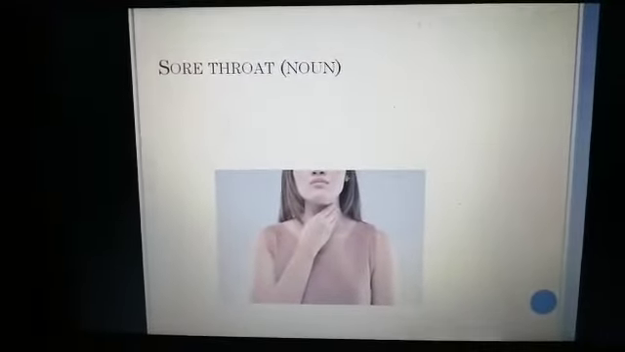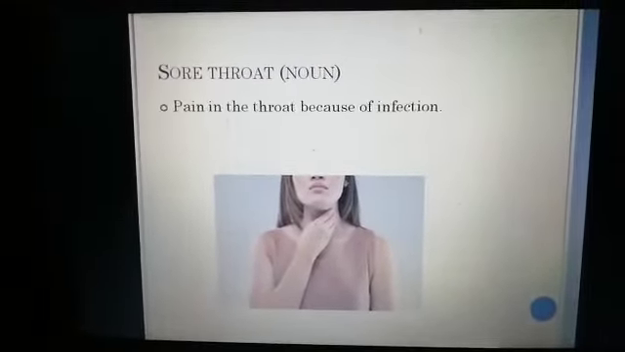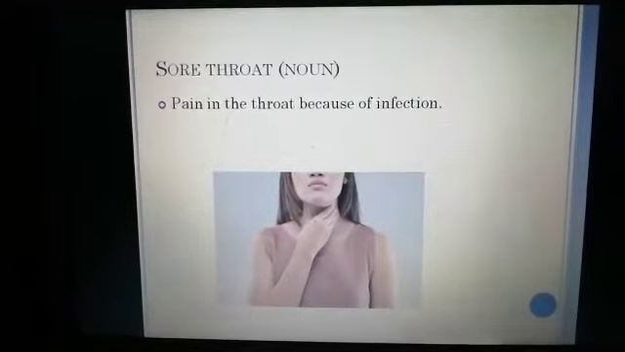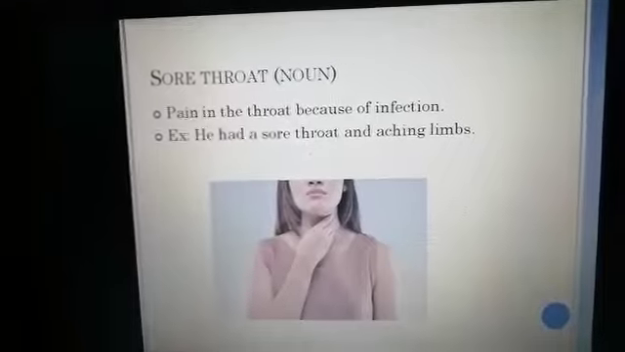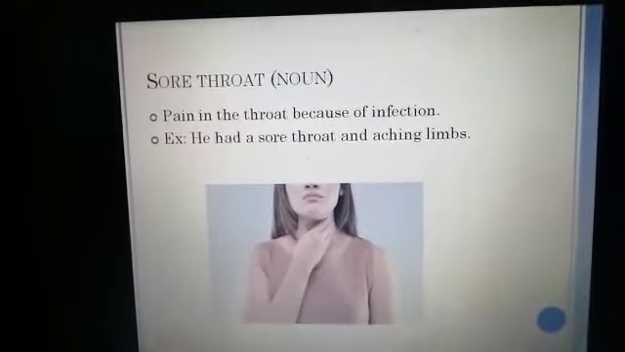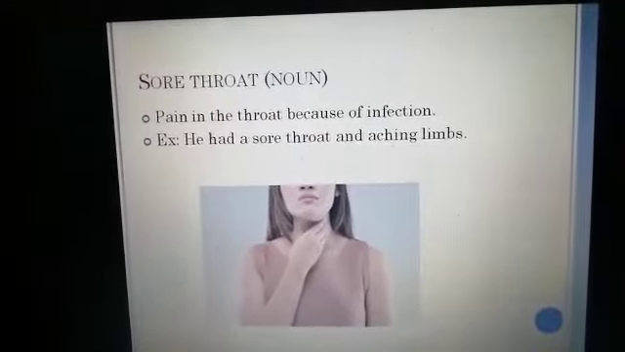Okay, sore throat, it's a noun, and it means pain in the throat because of infection. Example, he had a sore throat and aching limbs.